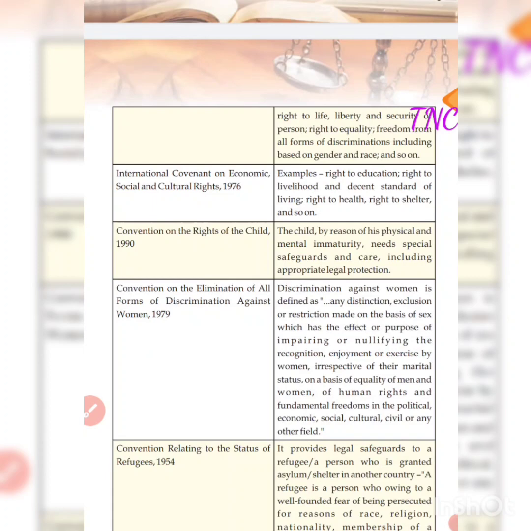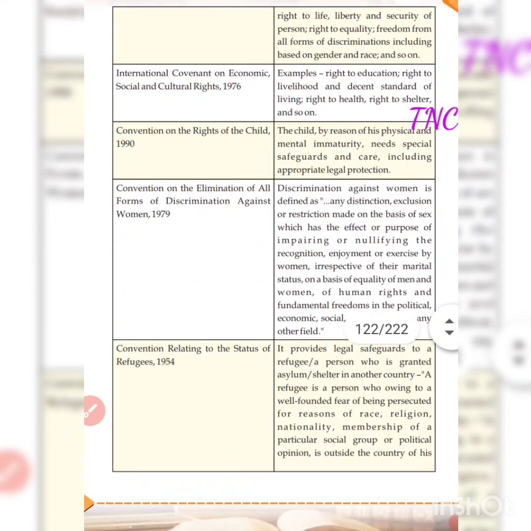Convention on Elimination of All Forms of Discrimination Against Women. Now this is something related to women protection or women discrimination, which is defined as any distinction, exclusion, or restriction made on the basis of sex which has the effect or purpose of impairing or nullifying the recognition, enjoyment, or exercise by women, irrespective of their marital status, on a basis of equality of men and women, of human rights and fundamental freedoms in political, economic, social, cultural, civil, or any other field. So the main thing is discrimination against women means any distinction, any differentiation that is done on the basis of sex, obviously, because sex is defined as male and female. So discrimination based on sex that nullifies the recognition or enjoyment of women, because you are discriminating, you are showing that you are lower than the men. So that is to nullify or to impair the enjoyment of women.